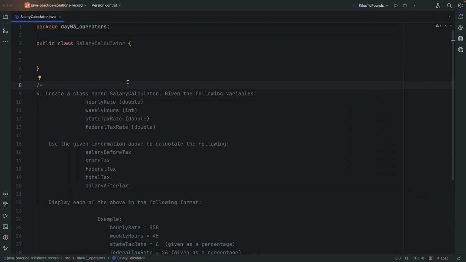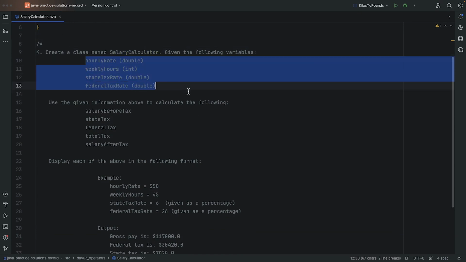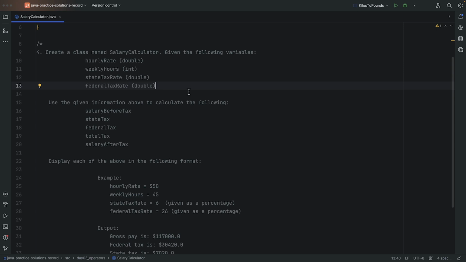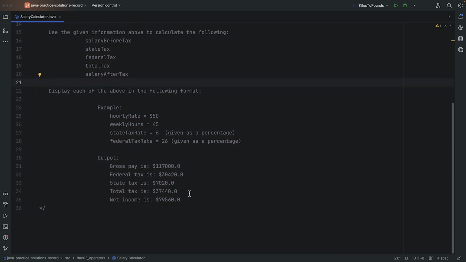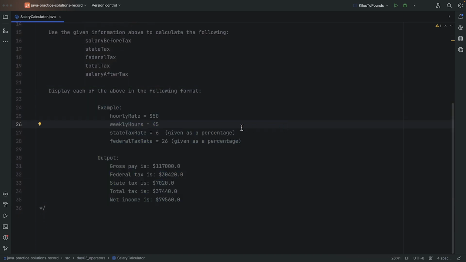Hey everyone, let's work on the salary calculator. So here we have the salary calculator. We have a couple of variables that we need to define: the hourly rate, the number of hours in the week, the state tax rate, and the federal tax rate. And then we have a bunch of information to basically calculate. And then here is just an example of all of it fully output.